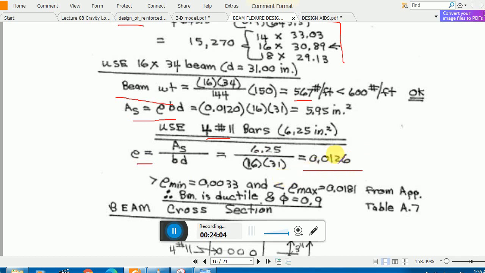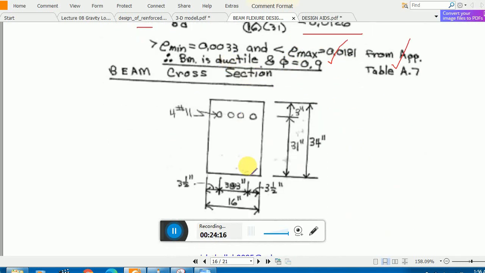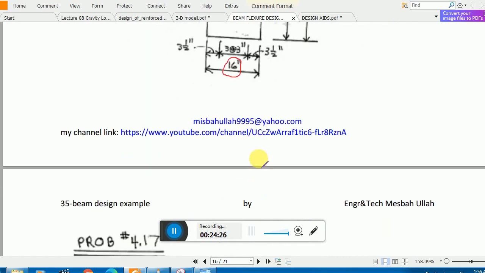So check it with the limitations of ACI. These rho max value and rho minimum value from table S7 I already explained. And if it is okay, then your section is ductile, tension control. And remember this is a cantilever section, so you have to place the number of bars in the upper portion. And again from table A5, I think, check the minimum width for this section as well.